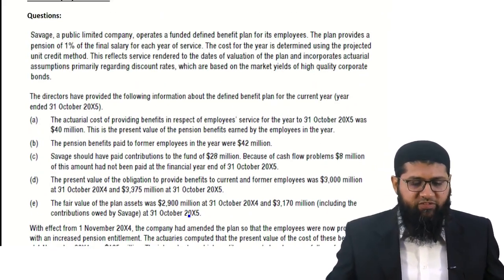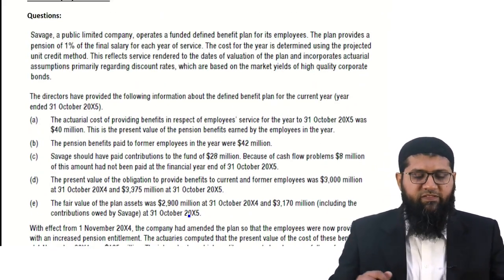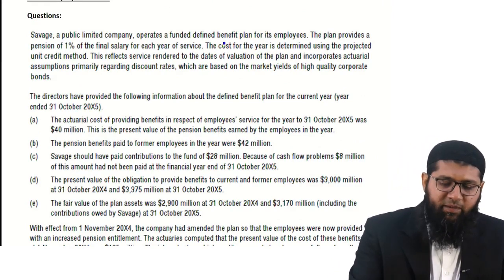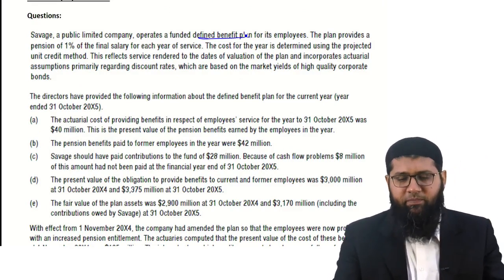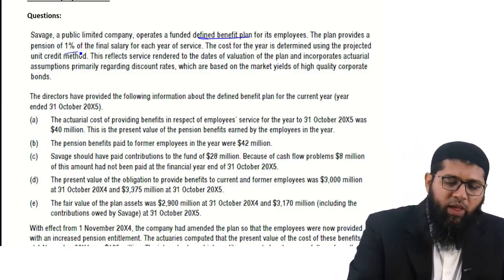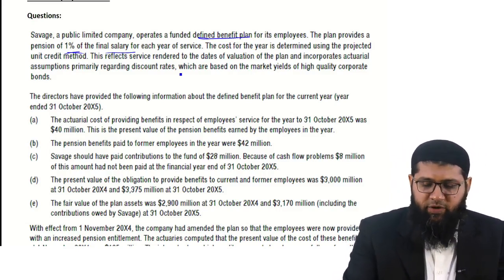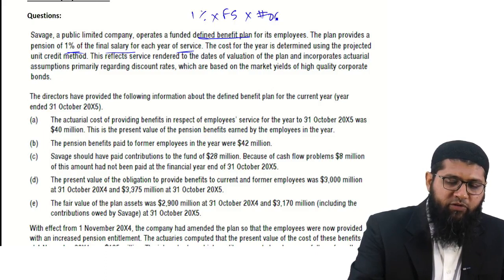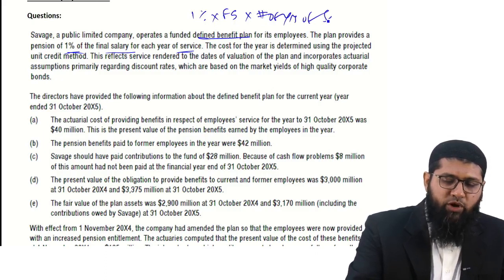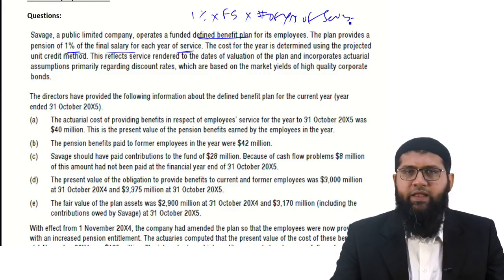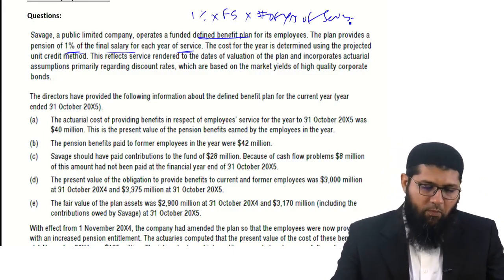Let's just try to see. It says Savage, a public limited company, operates a funded defined benefit plan for its employees. The plan provides a pension of 1% of the final salary for each year of service. So you pay 1% of the final salary multiplied by the number of years of service. That is what you pay to your employee.